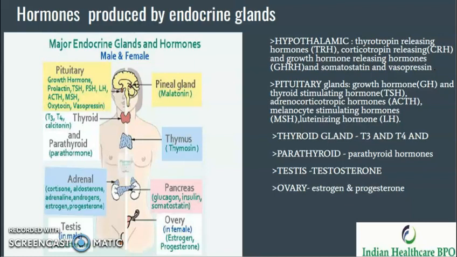The hypothalamic gland produces thyrotropin releasing hormone, corticotropin releasing hormone, growth hormone releasing hormone, somatostatin and vasopressin. Then the pituitary gland produces growth hormone, thyroid stimulating hormone, adrenocorticotropic hormone, melanocyte stimulating hormone, luteinizing hormone, and follicle stimulating hormone. Then the thyroid gland produces T3 and T4, the parathyroid gland produces parathyroid hormone, the testicles in males produce testosterone, and the ovaries in females produce estrogen and progesterone.